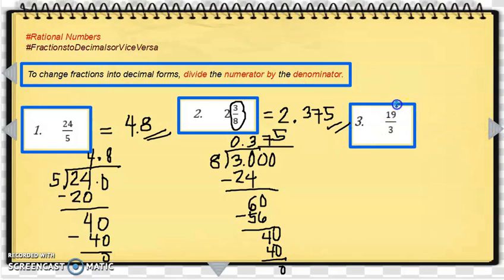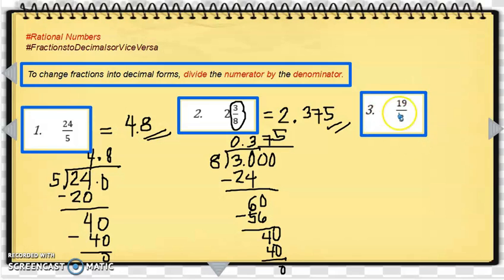The third one is 19 thirds. We all know that whenever the denominator is 3, it reminds us that we will be getting a decimal that's not ending, or what we call a non-terminating decimal. So put the equal sign there, and then we divide 19 by 3. 19 divided by 3, there are 6 3s in 19. So we have 6 point something there. 6 times 3 is 18. We subtract, you get 1.